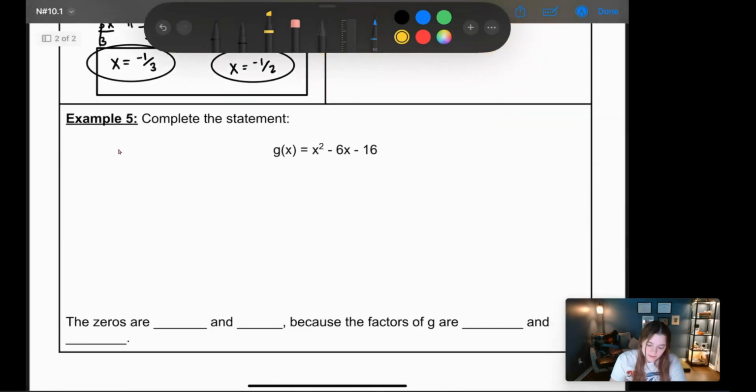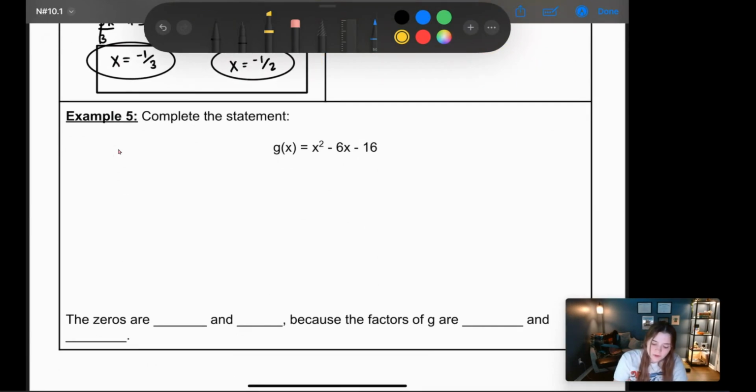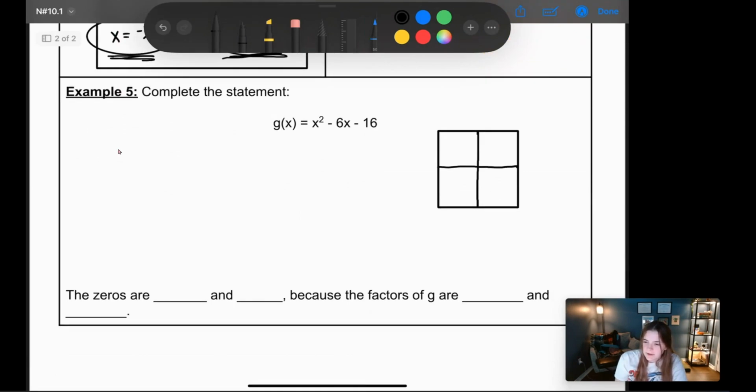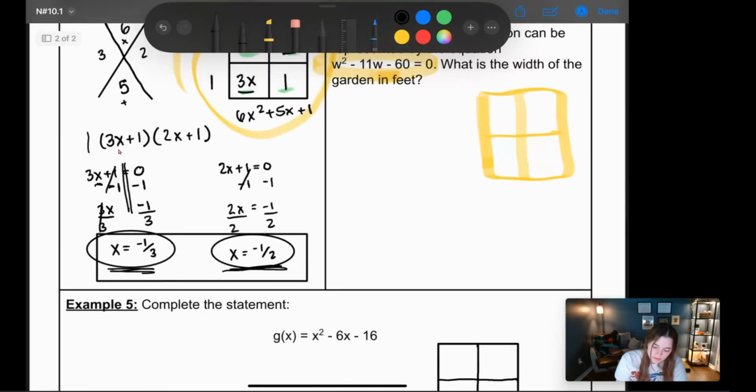And then last but not least, example 5. You are going to solve this on your own as well by using the box method. Okay? But it says to also complete the statement. So when it says the zeros are blank and blank, remember your zeros are your x values, your solution. So if I was filling the statement out for this one, I would say my zeros are negative 1 over 3, negative 1 over 2. Then it says because the factors of g are blank and blank. Well, remember the factors is what you get when you do the box method.